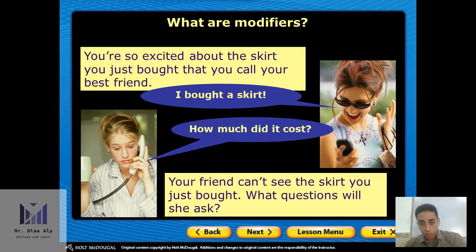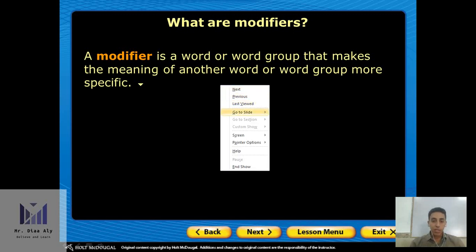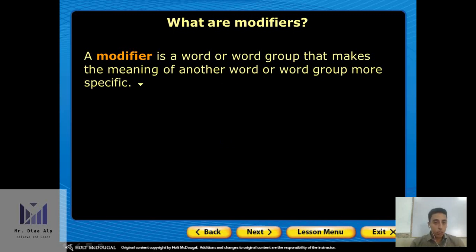When the first girl, who bought the skirt, is answering those questions, she is using modifiers. So let's see now. A modifier is a word or word group that makes the meaning more specific. So again, a modifier is a word or a word group that makes the meaning of another word or word group more specific.